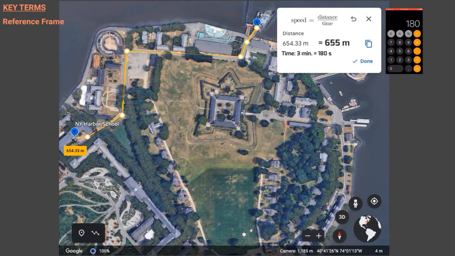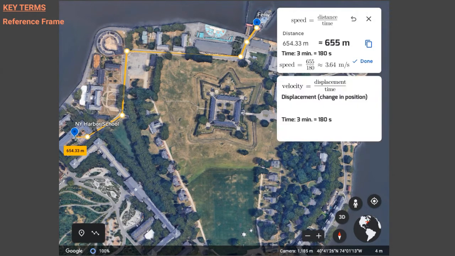Now, if I was trying to determine speed, I would use the speed equation, which is speed equals distance over time, and 655 divided by 180 is approximately 3.64 meters per second. You'll recall that distance and speed are scalar quantities, and displacement and velocity are vector quantities. Distance and speed only have a magnitude, whereas displacement and velocity have a magnitude and a direction.